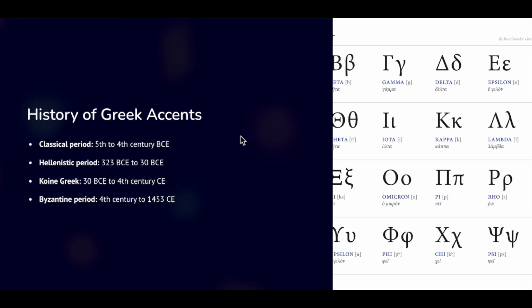Then in 330, we move into the Byzantine period, which spans from the 4th century to the fall of Constantinople in 1453 CE. The Byzantines left their mark on Greek accents. While not the inventors of accent marks, they contributed to a more complex system. In addition to the acute, grave, and circumflex accents of the classical period, new diacritical marks emerged. Notably, the rough and the smooth breathing marks made their appearance.